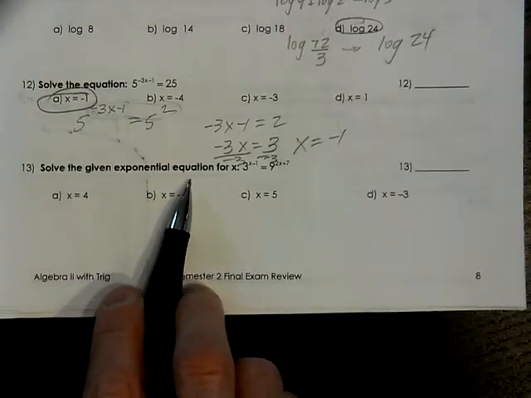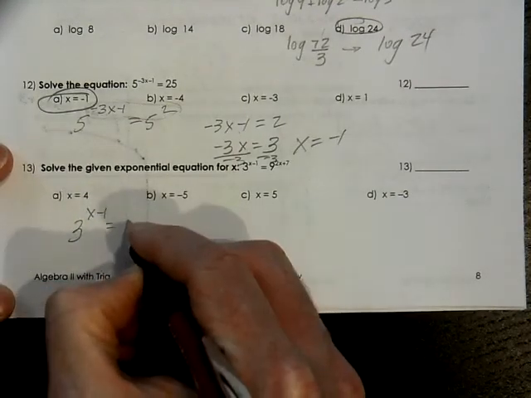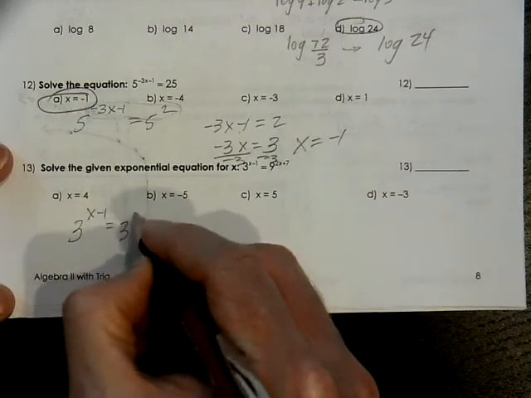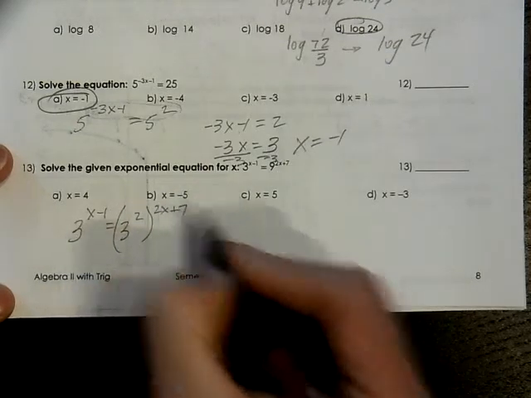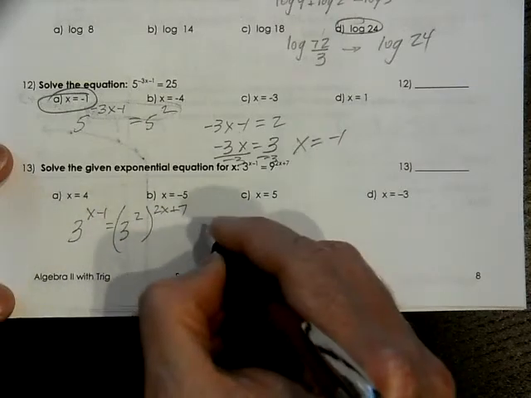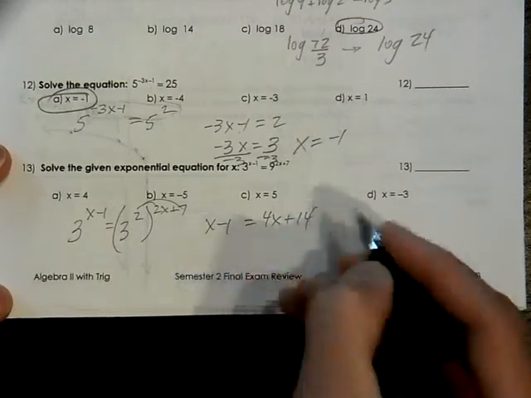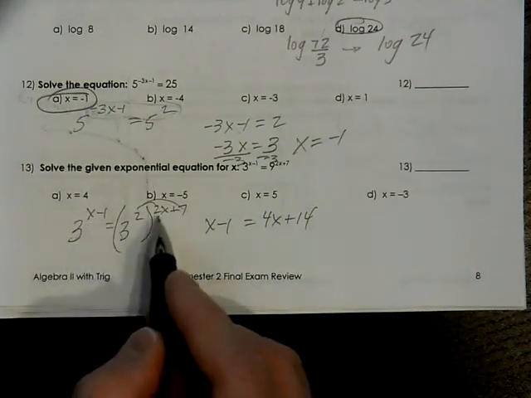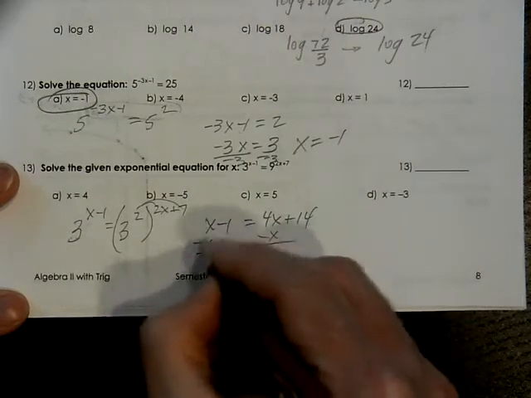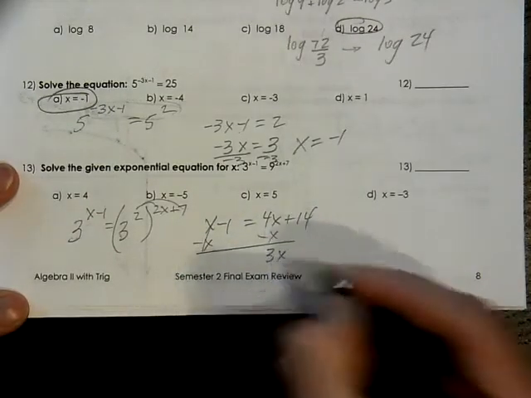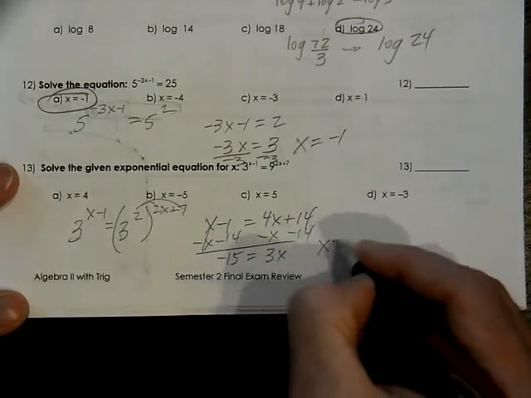We'll solve the given exponential equation. We have 3 to the x minus 1 equals 9 raised to the power of 2x plus 7. Well, we can write 9 as 3 squared. So that means we're going to have x minus 1 that has to equal 4x plus 14. If the bases are the same, then the exponents have to equal each other. That's 3x, going to minus the 14 across. That gives us negative 15. And x is going to be negative 5.